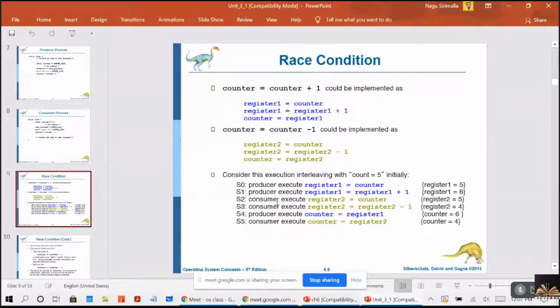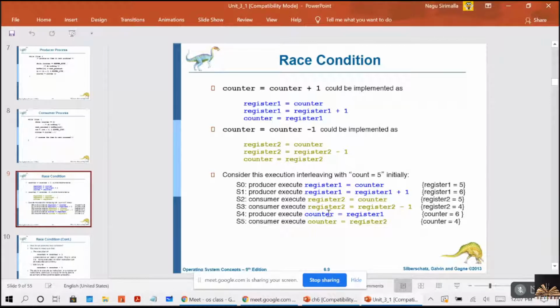You are getting me, guys? See this condition, right? So the producer executes the instruction register 1 is equal to counter. Initially 5 is there in the counter. The producer executes register 1 is equal to register 1 plus 1. Now register 1 is holding 6.